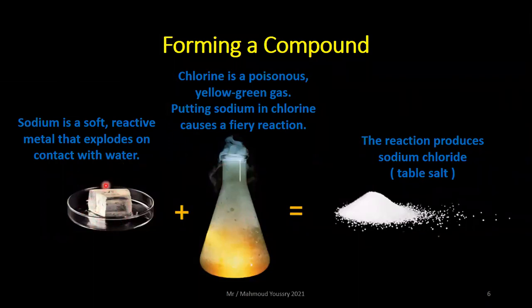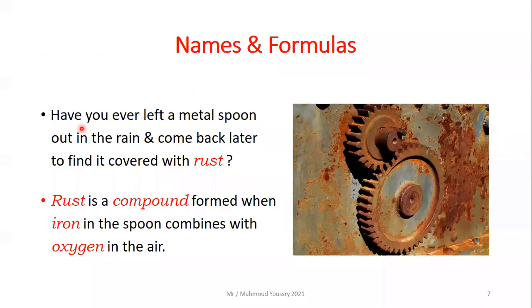As you can see, sodium is a soft reactive metal that explodes on contact with water. Can you imagine this? And chlorine is a poisonous yellow-green gas. Putting sodium in chlorine causes a fiery reaction. Then the reaction produces sodium chloride, which is the table salt that we use. Then we come to the names and formulas.